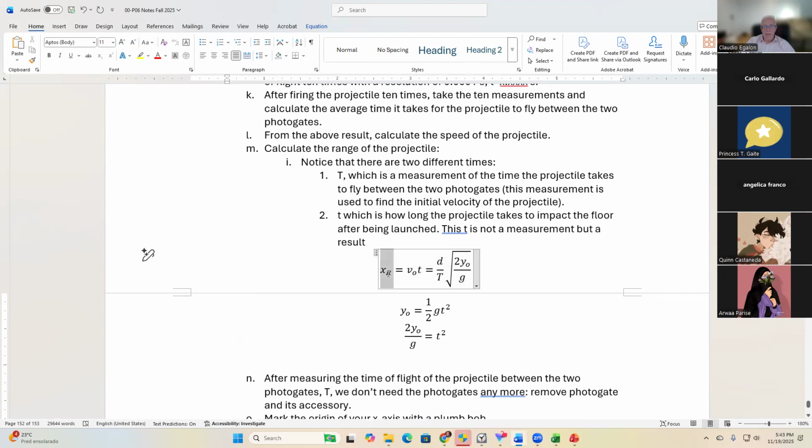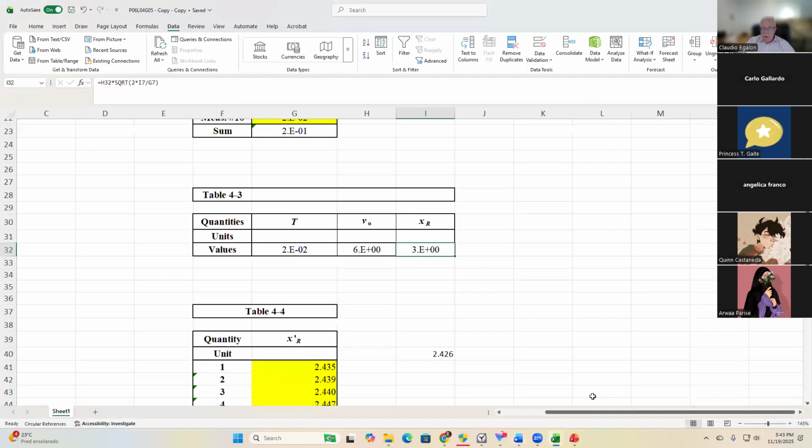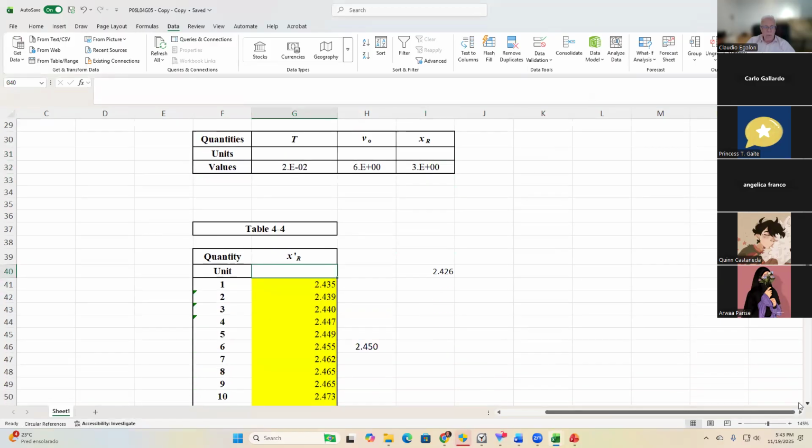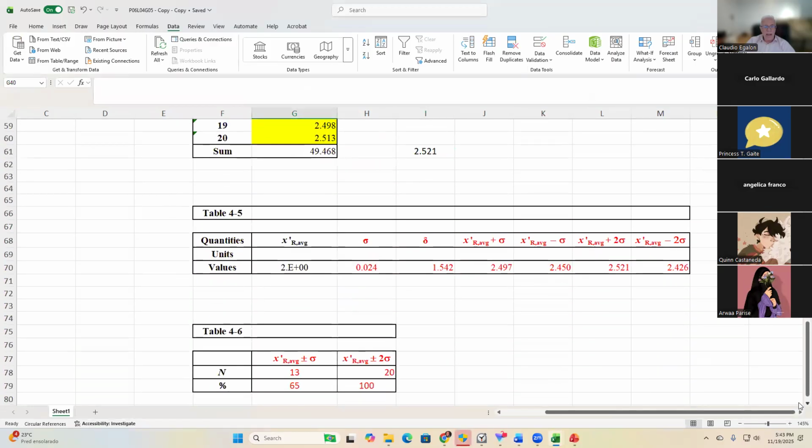Okay. X range is velocity times time, right? And what else? X range is a measurement. Here's a measurement, here's a calculation, here's a measurement. They should have the same units. And, okay, X range average, right?